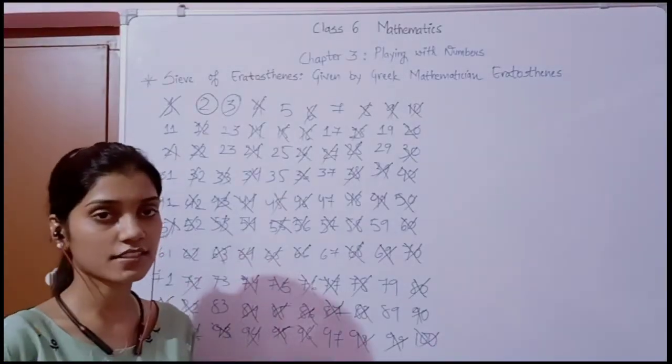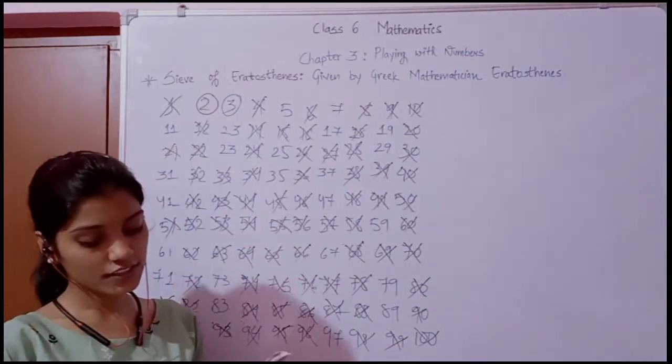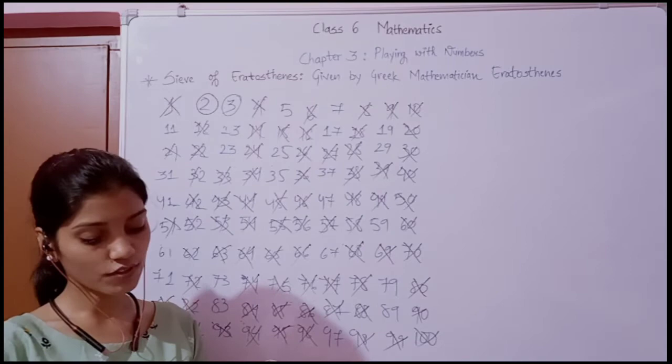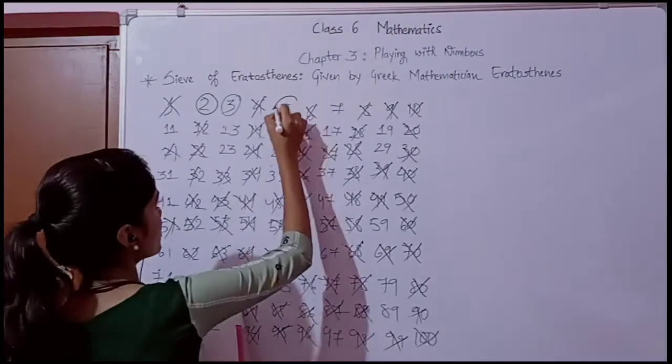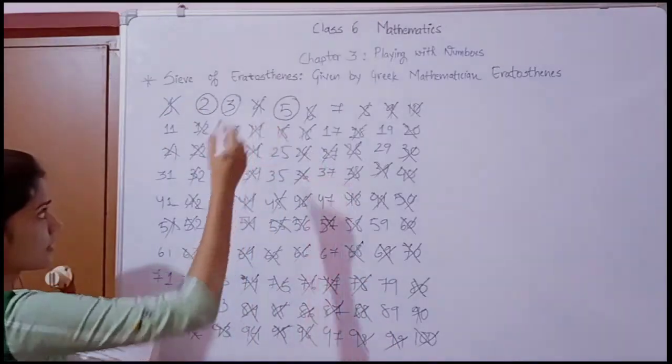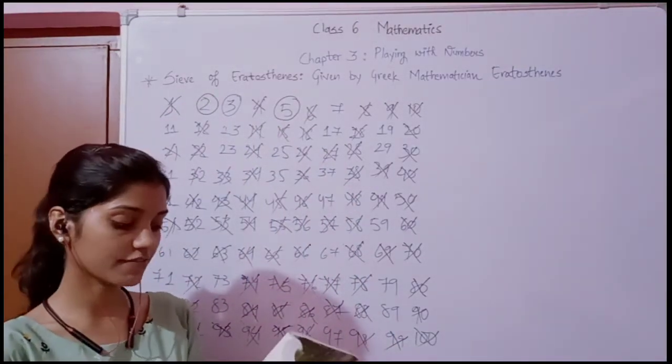Now let's see what we have to do ahead. Continue to step number 4. The next uncrossed number is 5. Let's check. Yes, the next uncrossed number is 5. Now we have to encircle it and then cross out all the multiples of 5 other than 5 itself.